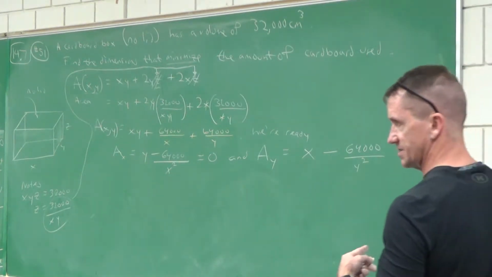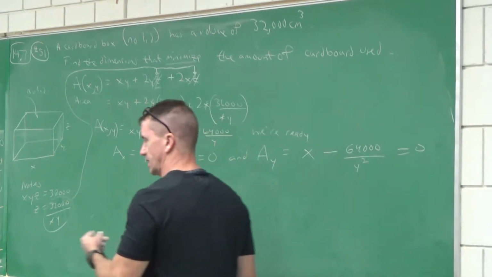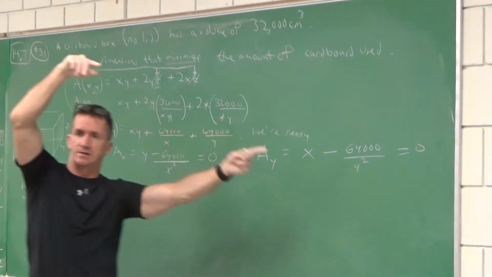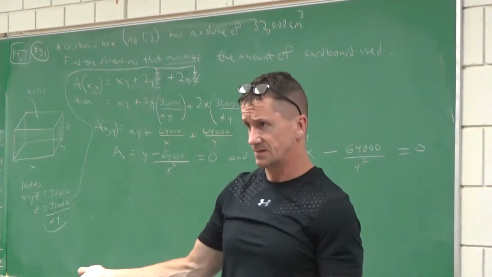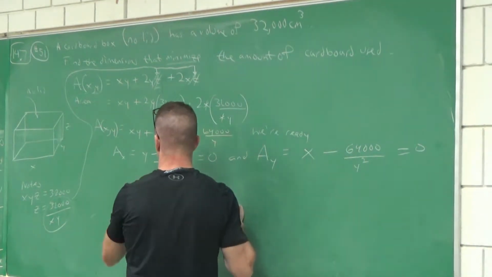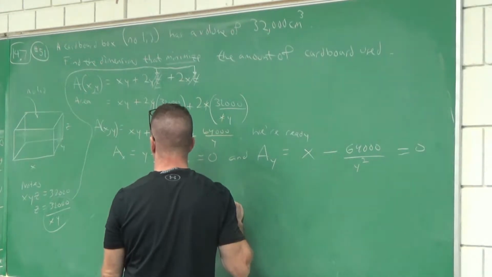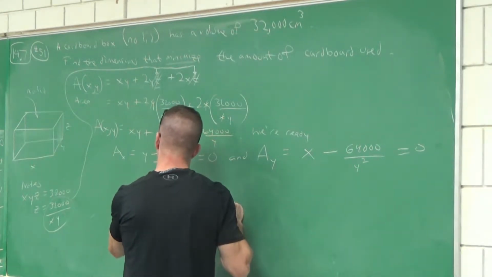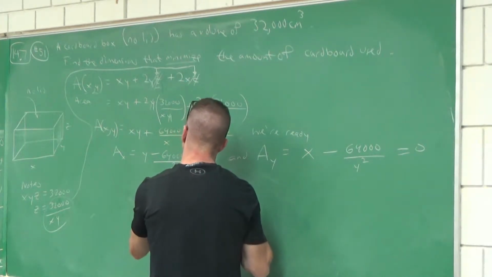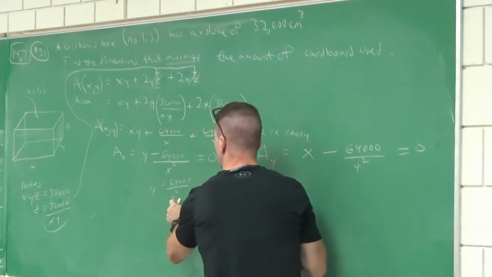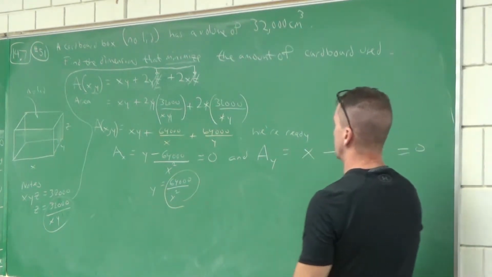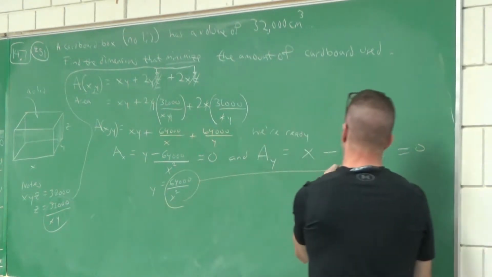Can we solve the system? We try to solve for one variable on one side and substitute it into the other equation. Doesn't matter what letter you solve for, really. I can solve for Y here. What's Y equal to? Y equals 64,000 over X squared. I'm trying to solve this system. Where can I put that? Right there.